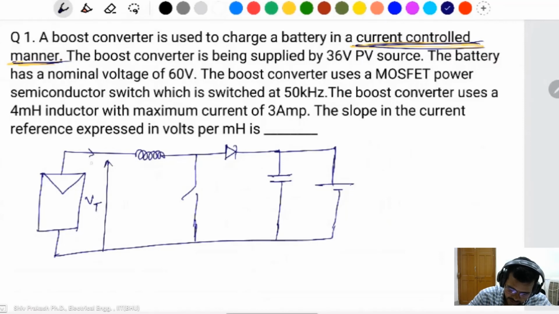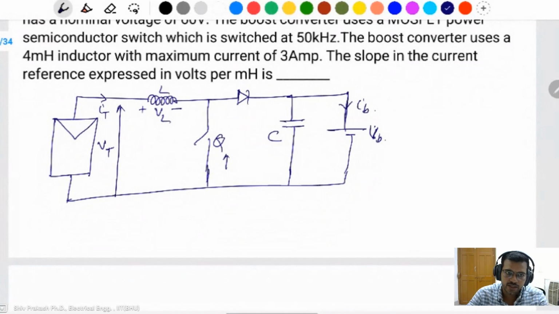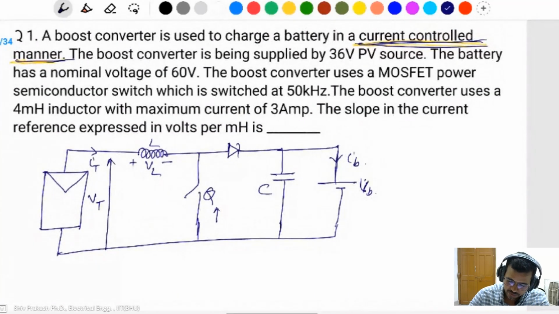This one is VT, this one is IT, same as the IL. This one is IB. At a charging condition, we should operate the switch, this one Q switch, at MPPT also. Taking this ITVT and applying the algorithm, it generates the duty cycle and gives it to the MOSFET driver.